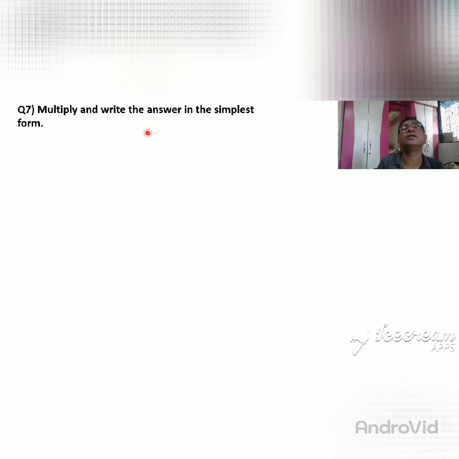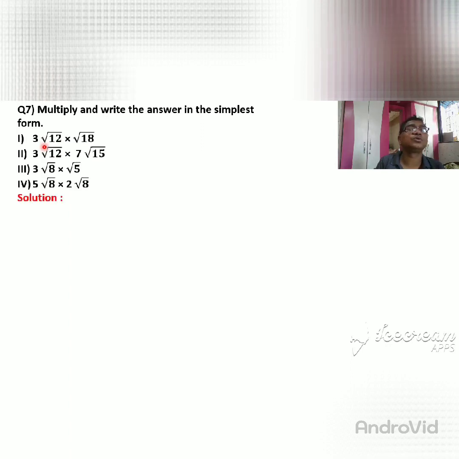Then problem number 7. Multiply and write the answer in the simplest form. Okay, so see, 3 root 12 into root 18. We want to solve this problem here: 3 root 12 into root 18. Here is square root, means order 2. Here is order 2. So 12 can be factorized in such a way that a number's square root can be taken. So that is 4 times 3 is 12. We get the square root of 4. Now 18 can be factorized so that one number's square root can be taken: 9 times 2 is 18. So see, this 3 carries as it is.